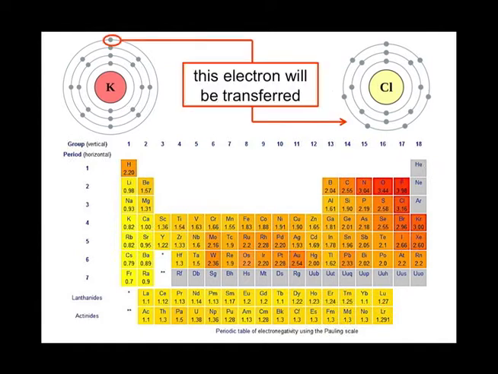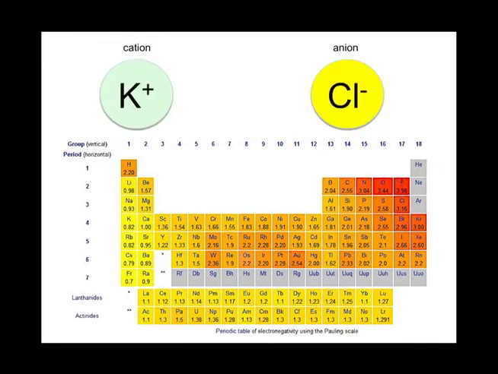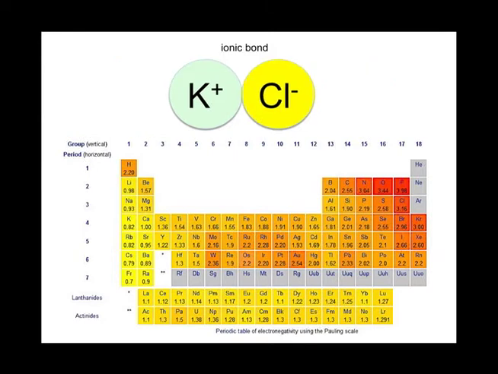So the one valence electron in a potassium atom will be transferred to chlorine so that both atoms have a full valence shell and are happy. Of course, this transfer of electrons results in ions, which are atoms with a formal charge. And we know that opposite charges attract one another, so the potassium, which has lost an electron to become positively charged, called a cation, and the chlorine, which has gained an electron to become negatively charged, called an anion, will come together to form strong electrostatic interactions called ionic bonds.